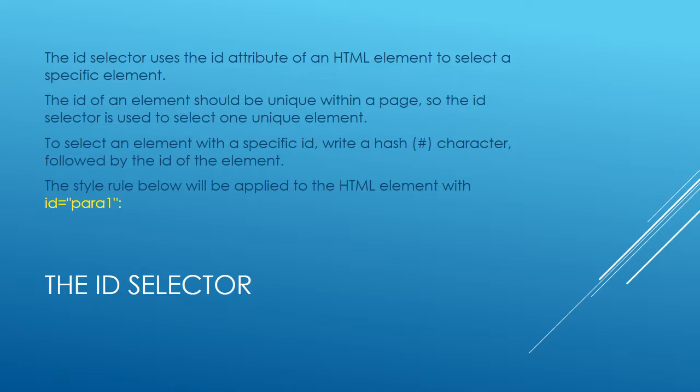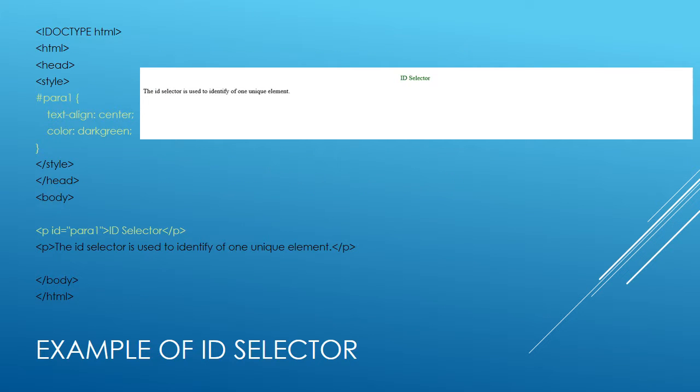To select an element with a specific ID, write a hash character, followed by the ID of the element. The style rule below will be applied to the HTML element with ID equals 1. Here is an example of an ID selector.